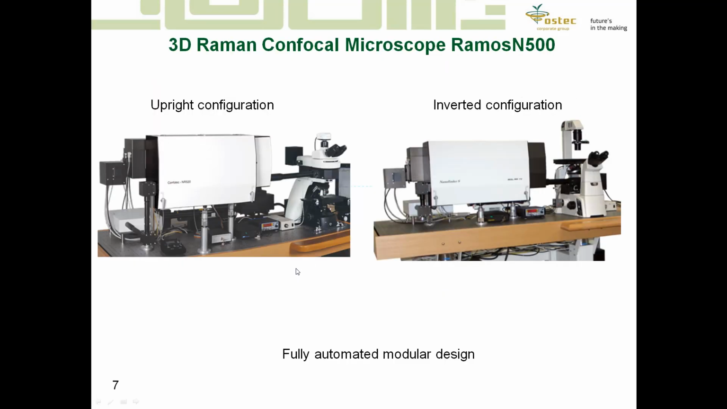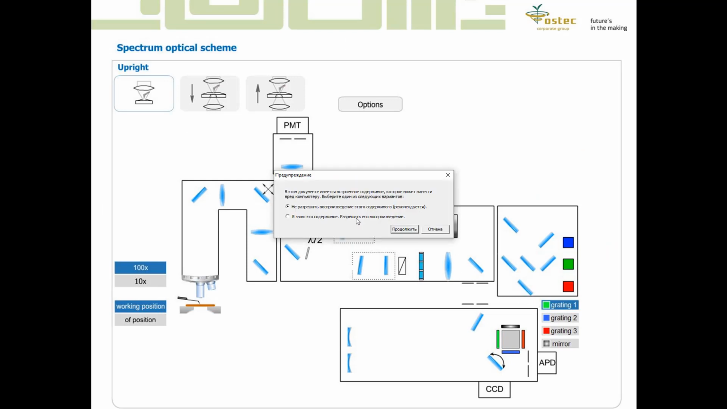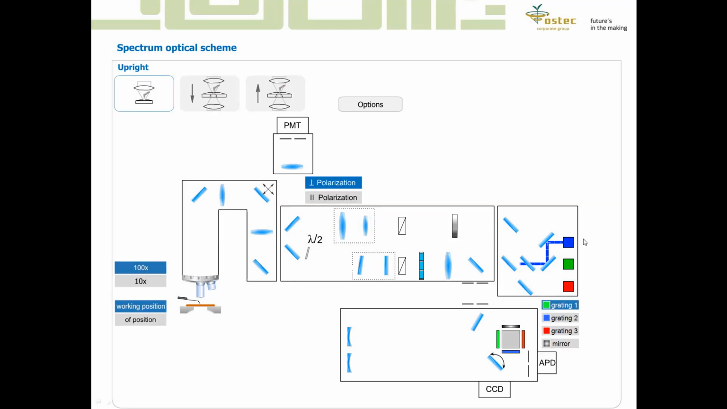And here we have an image of two main models. On the left-hand side there is the upright configuration, when the light comes to the sample from the top, and on the right-hand side there is the inverted configuration. Both are combined with a confocal Raman spectrometer. Okay, and let me show you how it works inside.